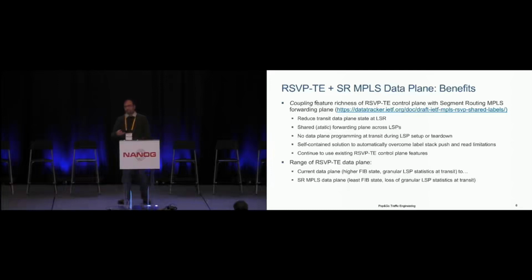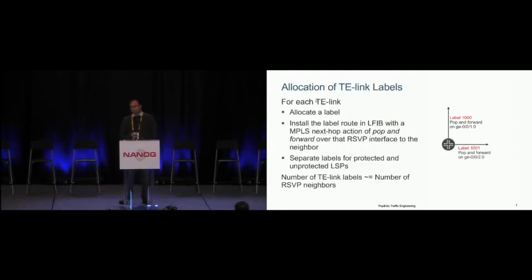On the other end of the spectrum is the forwarding data plane that we're talking about now, which looks like an SR MPLS data plane, where you have the least FIB state, but at the expense of maybe not having that fine granularity of LSP stats, because you are now sharing labels across LSPs. So it's not like one is better than the other. It's just a choice of what you have. So we'll get into a little bit of the details now in the next few slides.